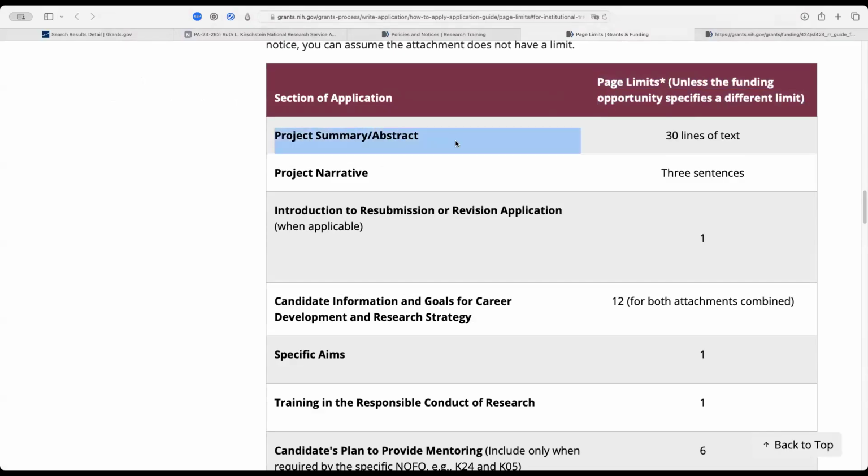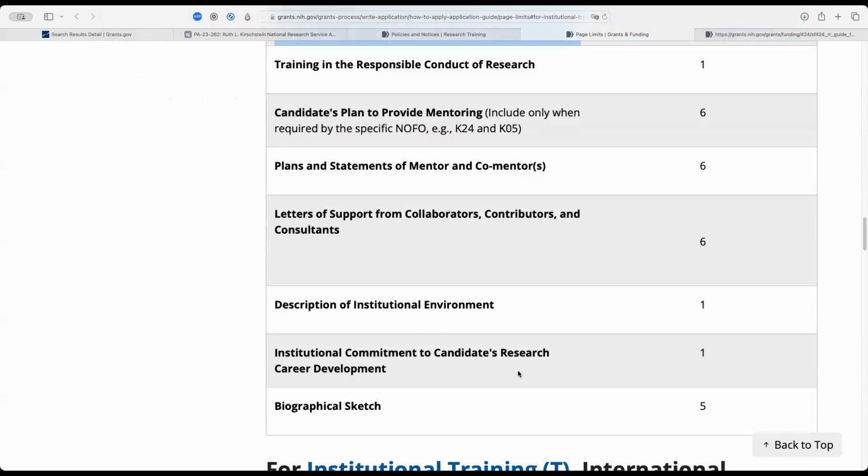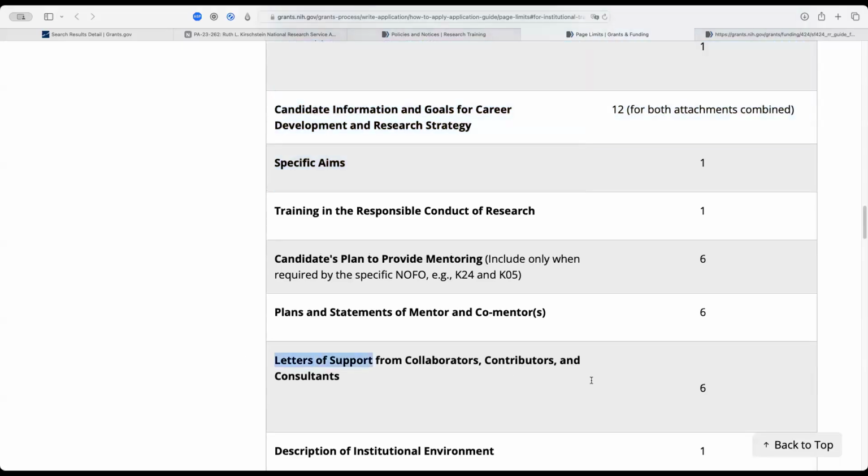If you need help condensing that summary, come to the Writing Center. We can really help with that. Project narrative, just 3 sentences. Again, happy to help with that. And then usually what I recommend is write all the things that you think are important first in outline form, and that will give you an idea of how much to expand the bullets in the outline for each of these. Now, you're limited to 6 letters of support.